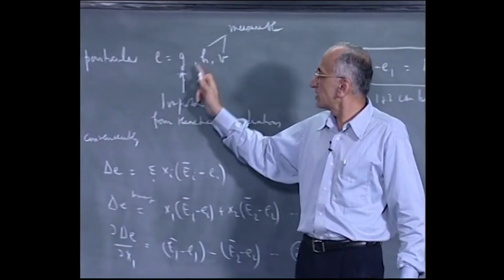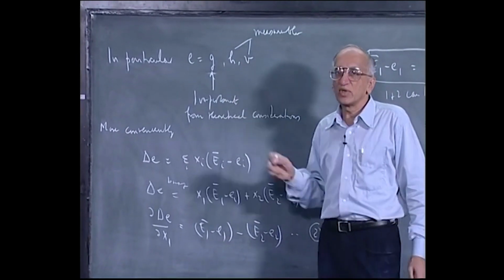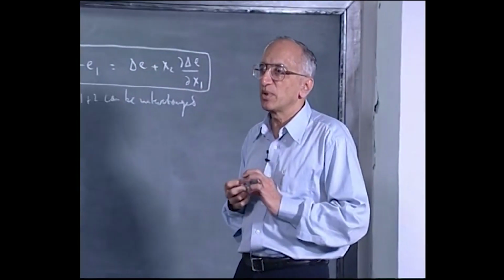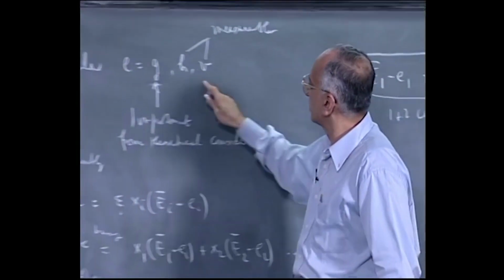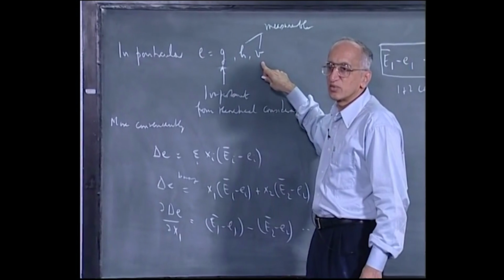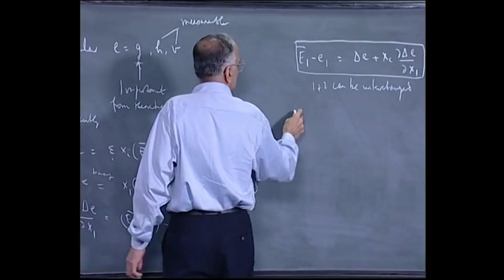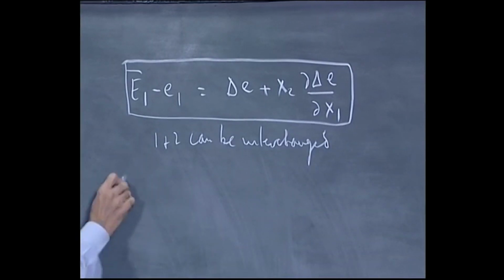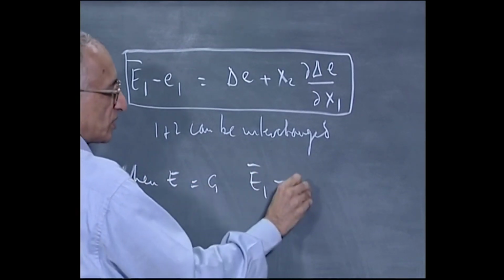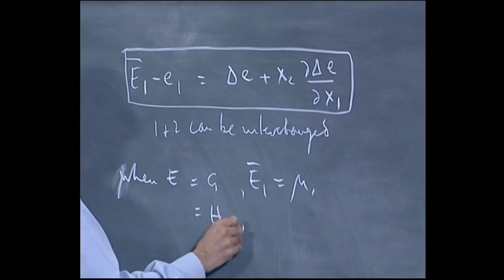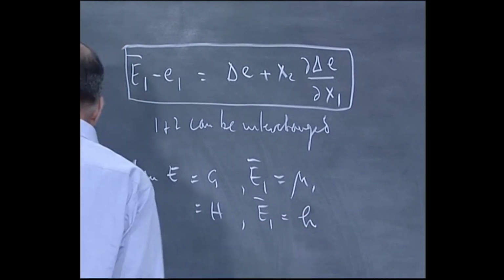I said 3 are of importance: delta G, because that will give you the chemical potential as a function of composition; delta H, delta V, because they govern the temperature and the pressure dependence of the chemical potential, and those are the measurable quantities. These are not actually what is measurable; what is measurable is the change in enthalpy and the change in volume. Volume of course is explicitly measurable. So we have these equations. So what we have is, in particular, when E is equal to G, E1 bar is equal to mu1 and E is equal to H, E1 bar is equal to, I am sorry, H1 bar.